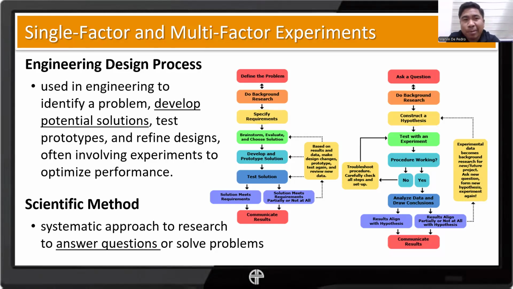Before we talk about experiments, I have to emphasize this one, although we already discussed it during module one. Just a recap, we have the engineering design process. This is used in engineering to identify a problem, develop potential solutions, test prototypes, and refine designs, often involving experiments to optimize performance. The end product is an engineering design, normally in the form of a prototype.